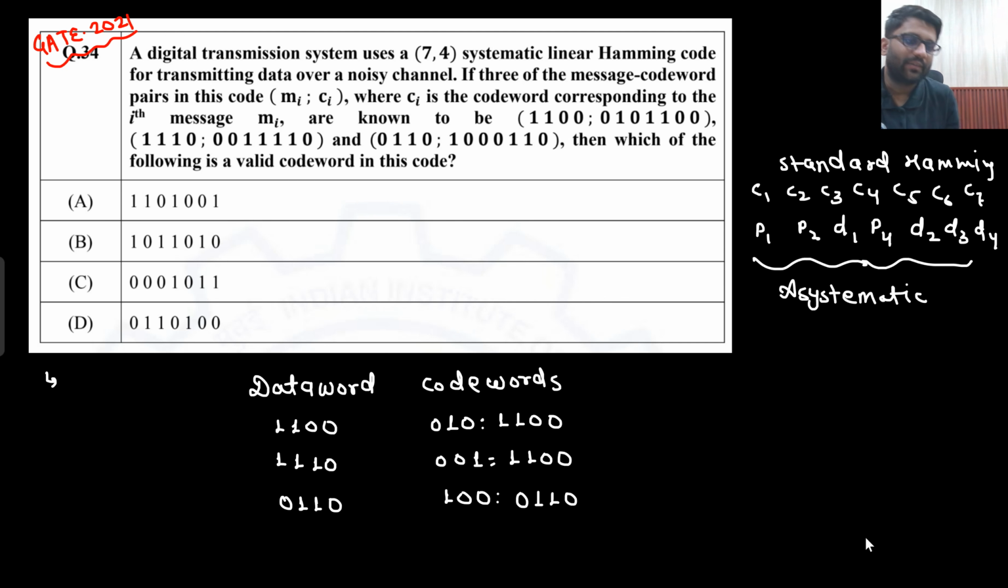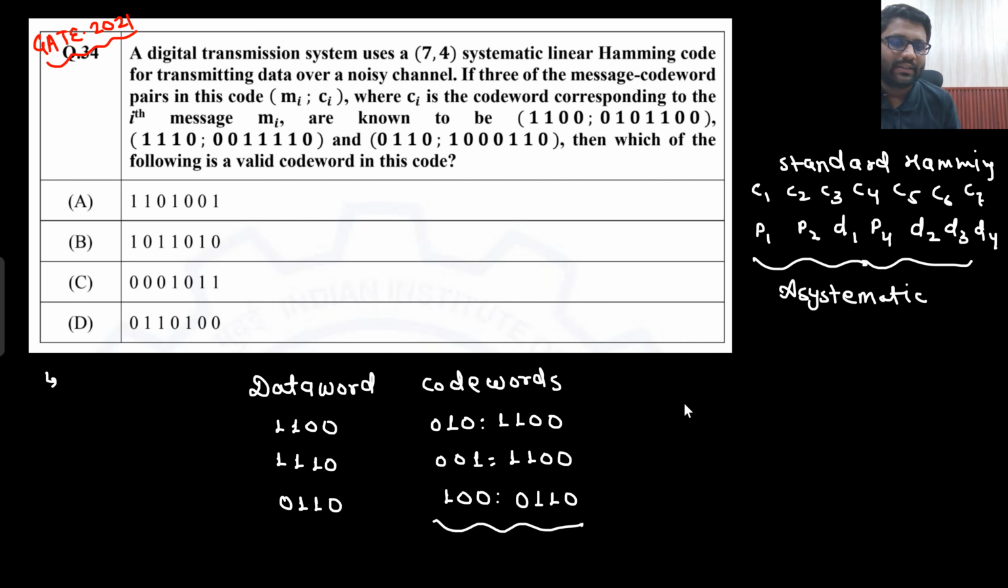If this pattern was given, then we could have found parity checker bit 1, parity checker bit 2, and parity checker bit 3. If these bits come out to be 000, that means it is a valid code word, otherwise it is not a valid code word. So this process we would have done. This was the standard Hamming code. But now in the question, they are not giving you the standard way. They are giving you a systematic Hamming code.